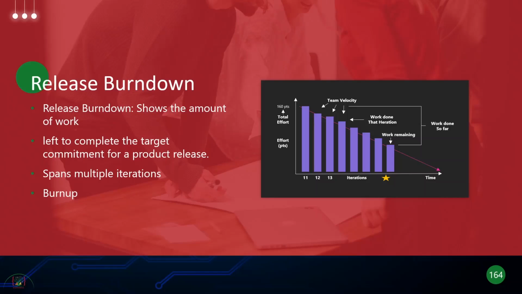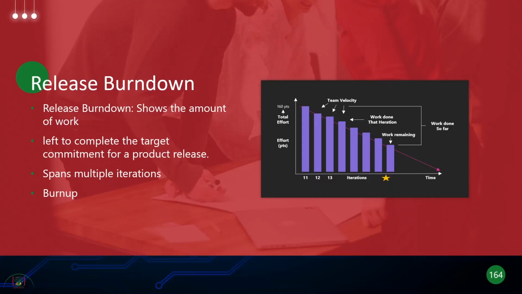Just like we have burn down for sprints, we can also have a release burn down. It's very similar. It's basically going to show you the amount of work that is left to complete in a particular release. Now, what is a release? A release will have these small iterations, the sprint iterations. So one release can have 10 iterations.